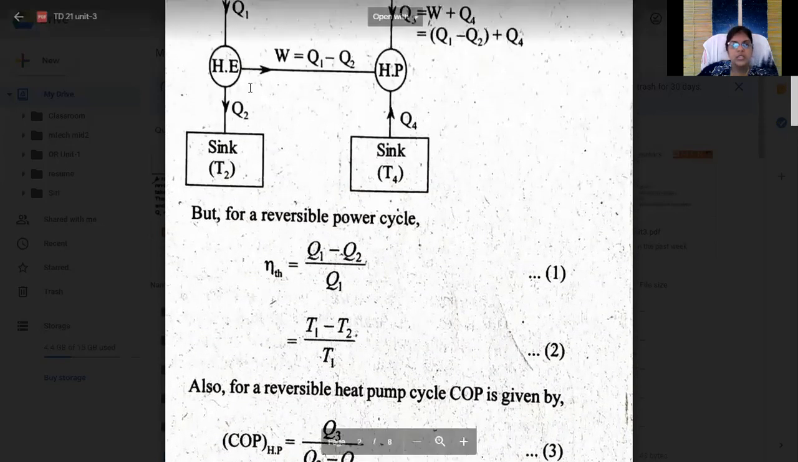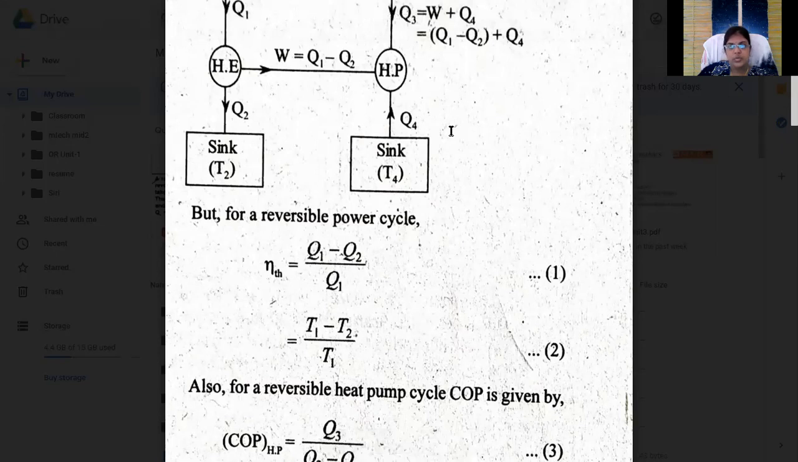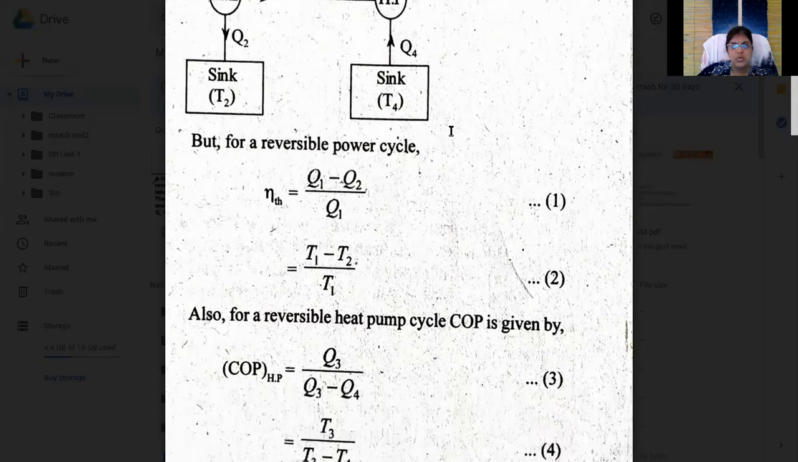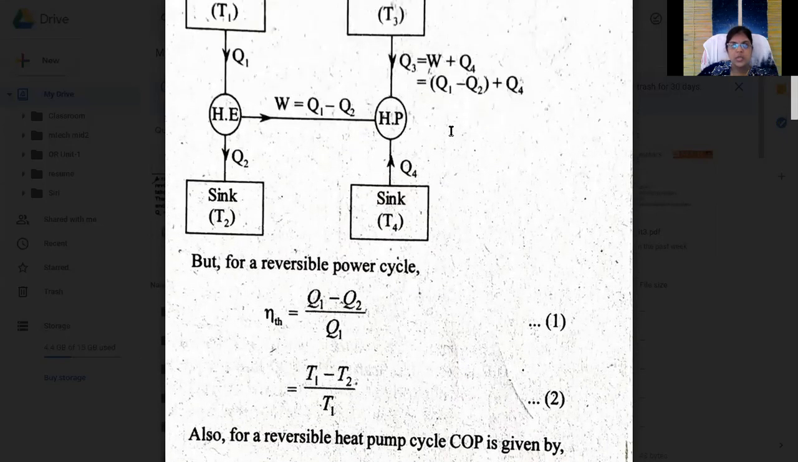Actually, a heat engine has efficiency, and a heat pump has a coefficient of performance. So the engine gets efficiency, and the pump and refrigerator get the coefficient of performance. So what is the coefficient of performance? Actually, the coefficient of performance is nothing but the desired effect to work done. That is the COP. So whenever we consider a heat pump, our desired effect is at T3.